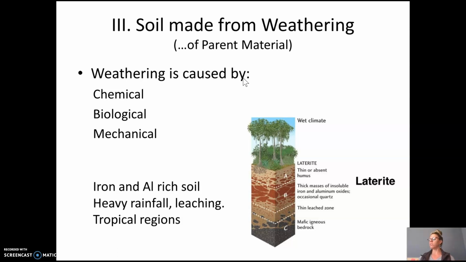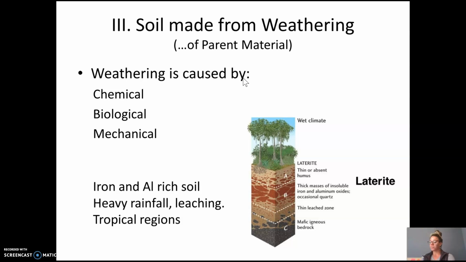And then mechanical. So if we have rocks and plant roots in them, we can get root wedging. We can also get, if there's cracks in rocks, ice wedging, where ice will get in there and it will freeze and thaw and it will expand just like the roots will, and it will slowly weather the parent material.